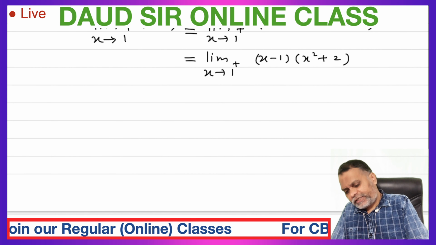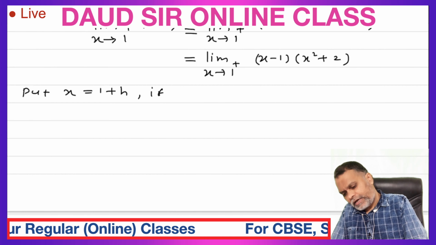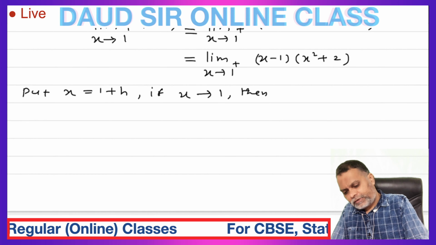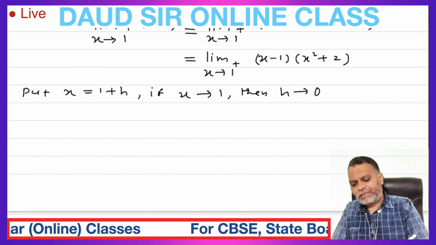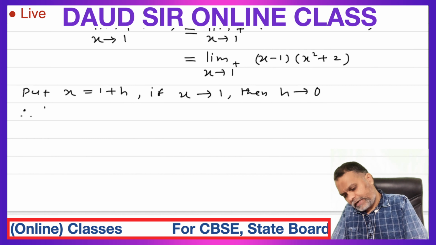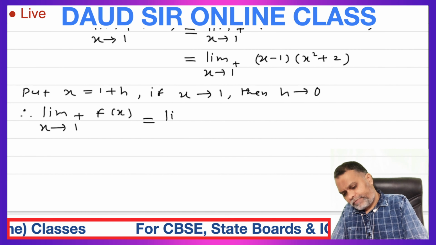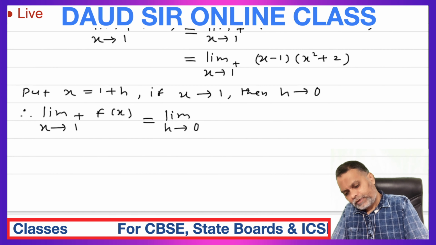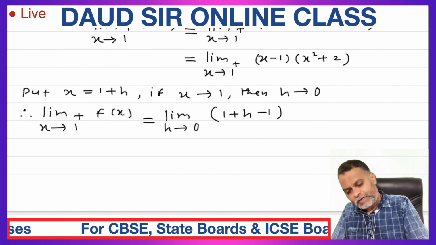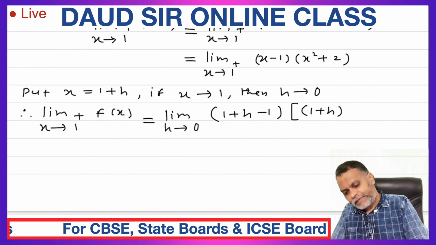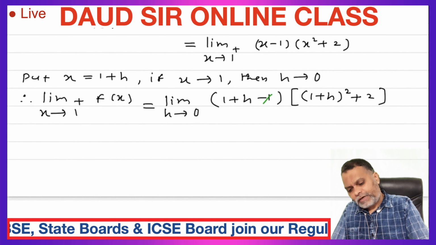For the right hand limit, put x is equal to 1 plus h. Change the tends to: if x tends to 1, then h tends to 0. How? Put this 1 plus h here: 1 plus h tends to 1, the 1s cancel, h tends to 0. Therefore, the right hand limit, limit x tends to 1 plus f of x, is equal to limit h tends to 0 of (1 plus h minus 1)((1 plus h) whole square plus 2). This minus 1 plus 1 gets cancelled.